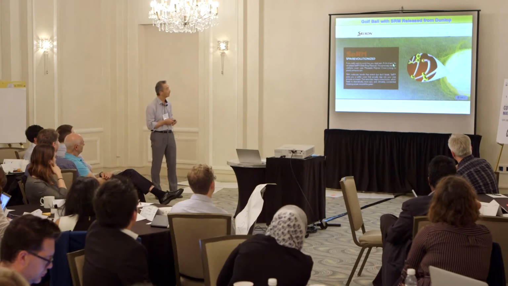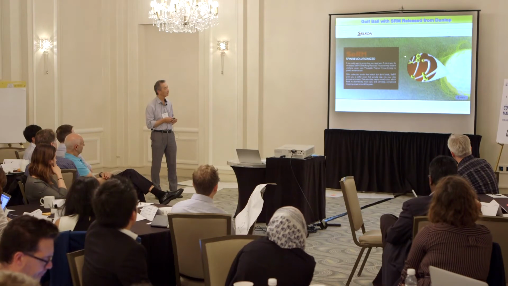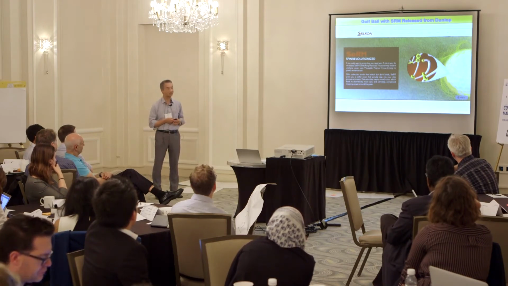Now this sliding material can be used as the surface of a golf ball, and it was released recently. Hideki Matsuyama, a Japanese golfer, is using this golf ball.